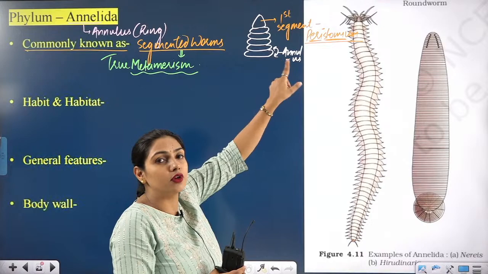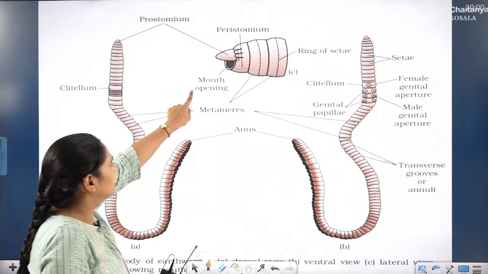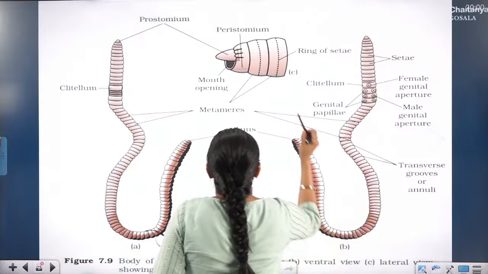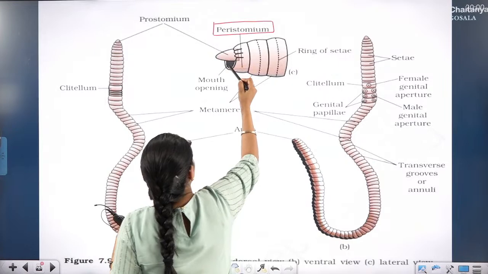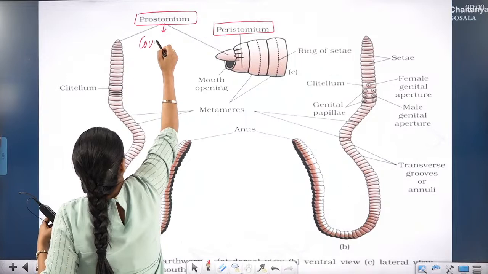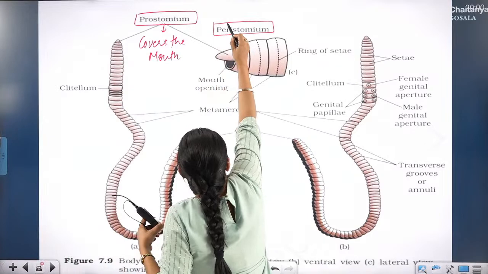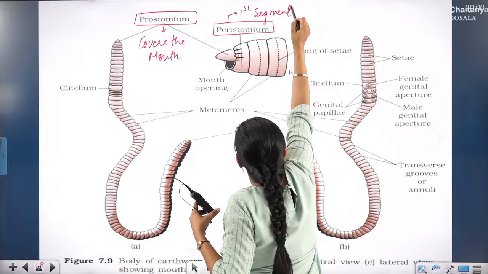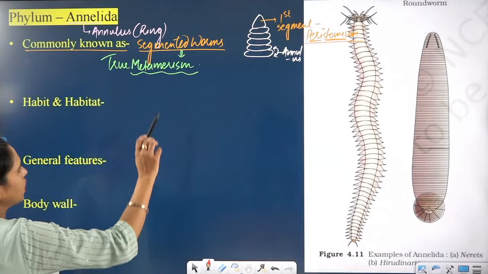So, here I have the structure of earthworm. If you can see here, this is the first segment, peristomium, and there is a structure which is covering the mouth, that is prostomium. It covers the mouth, and peristomium is the first segment of the body. Alright. So, this is important. Now, coming back, so you have understood the first segment is not prostomium, it is peristomium.